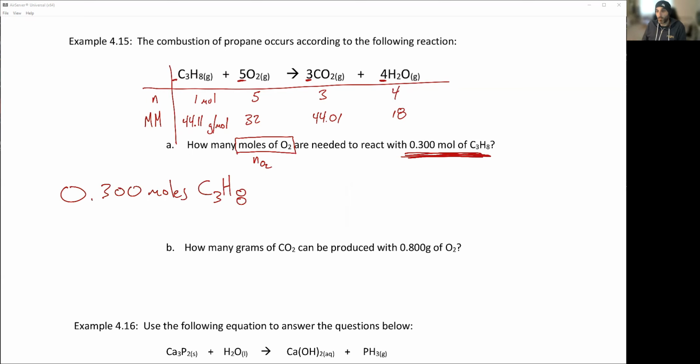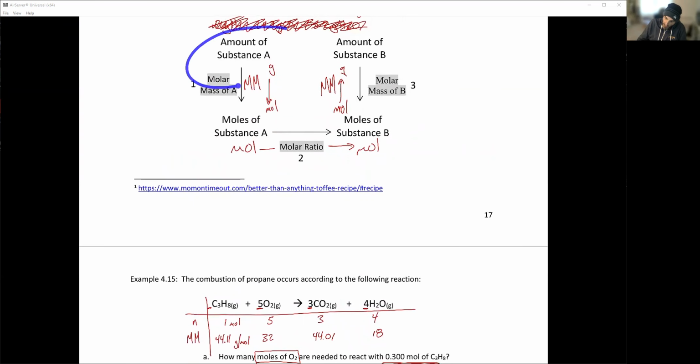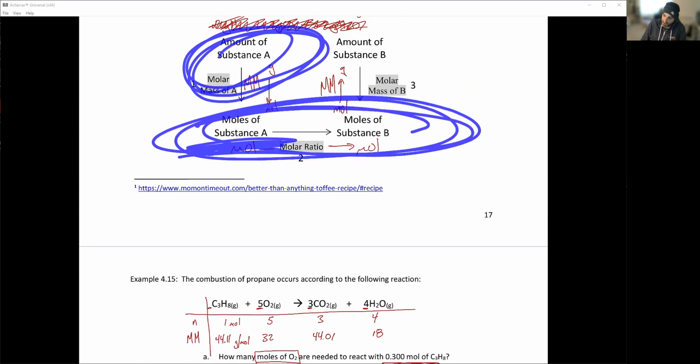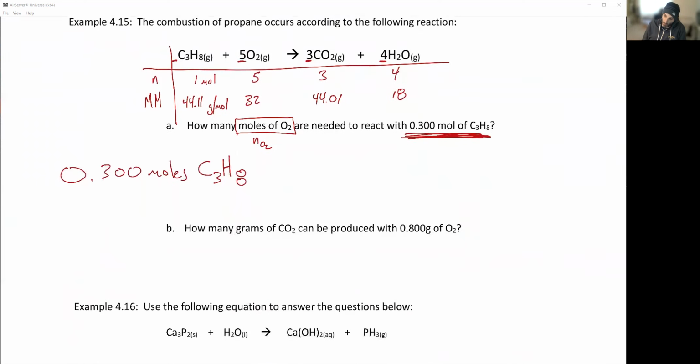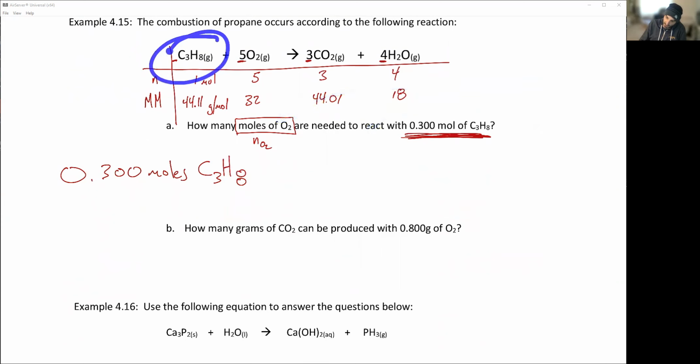So I start with moles of C3H8. What we'll notice on the stoichiometric square is we're not starting with an amount of substance, we're just starting with moles, which means I just have to do this one ratio, because it's asking just for moles. I don't have to do all of the steps, but we will do all the steps in the next one. Ultimately, I'm converting moles of C3H8 into moles of O2, asking how much O2 is going to react with the burning propane that I have.